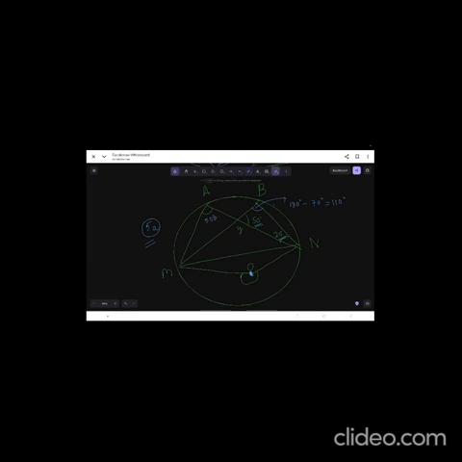Sorry, why 50 degree? Why have I written 50 degree? Sorry, this is 110 degree now, so this will be 110 degree. Okay, so that's why I was confused. Okay, so as this is 110 degree, so this will also be 110 degree. Okay, so this angle, what will be this?